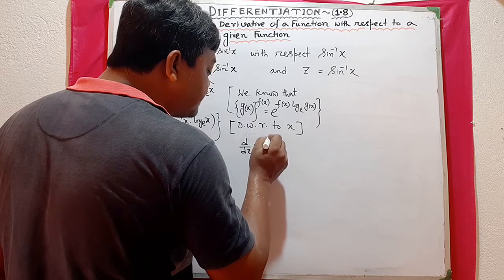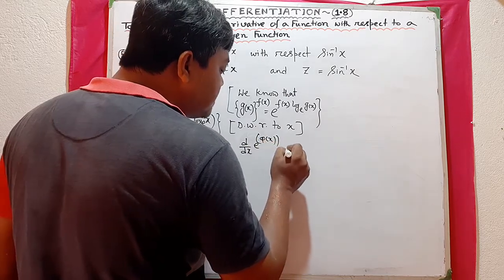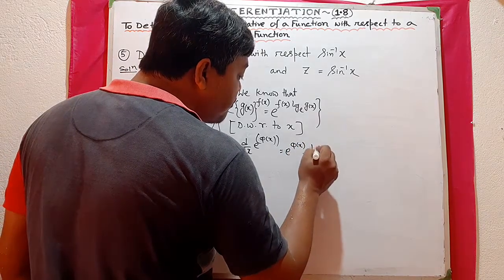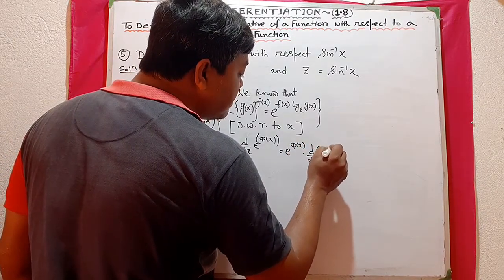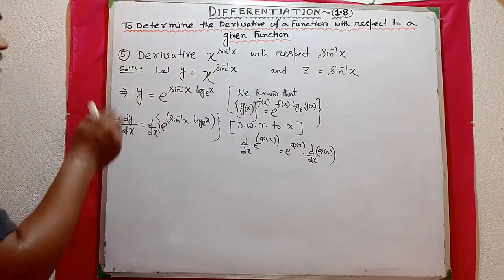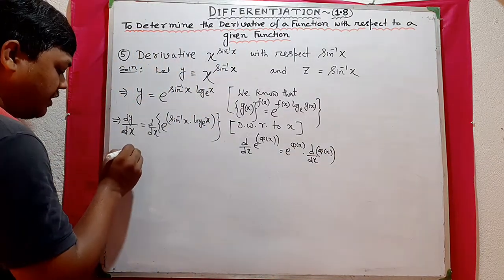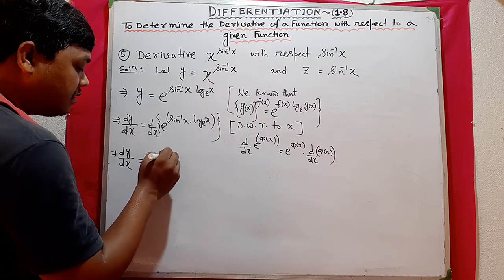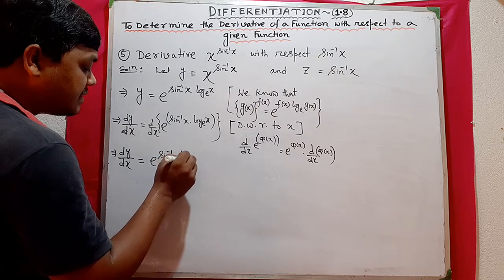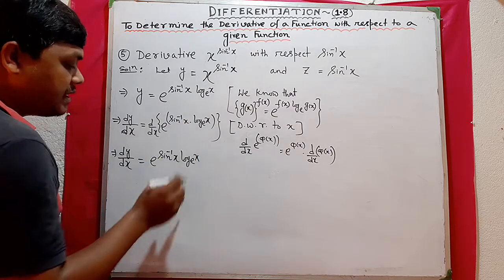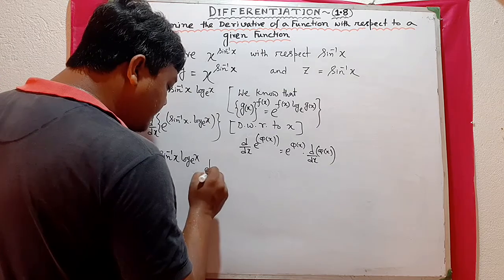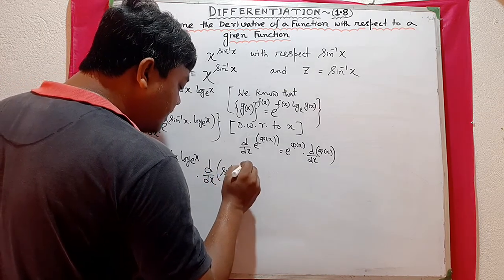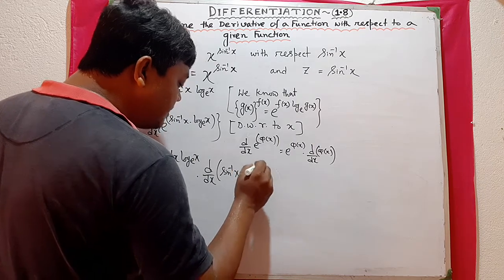the power phi x কিভাবে করেছিলাম? That is e to the power phi x ddx of phi x, right? তাহলে as it is এক্সপোনেনশিয়াল ফাংশনের যদি আমরা ডেরিভেটিভ করি, তাহলে dy dx e to the power sin inverse x log x base e into ddx of sin inverse x into log x base e. Clear?